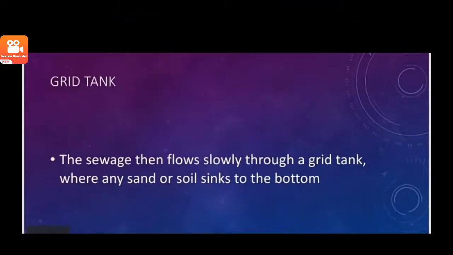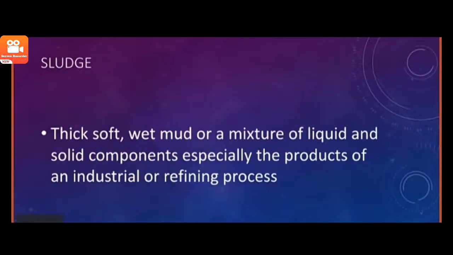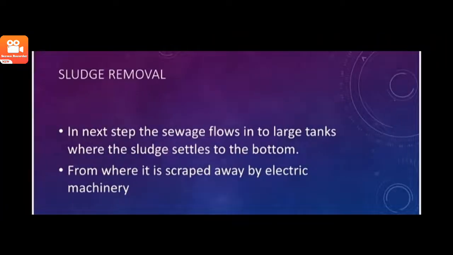Second unit is the grit tank. The sewage then flows slowly through a grit tank where any sand or soil sinks to the bottom. So the sludge is formed at the end of the grit tank. Thick, soft, wet mud or a mixture of liquid and solid components, especially the products of an industrial or refining process. So this type of mixture is called the sludge.